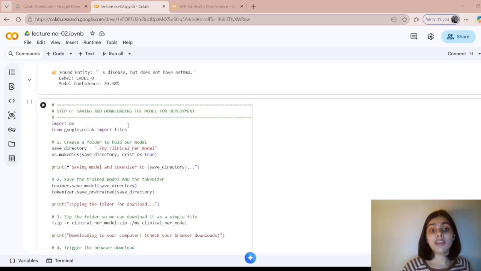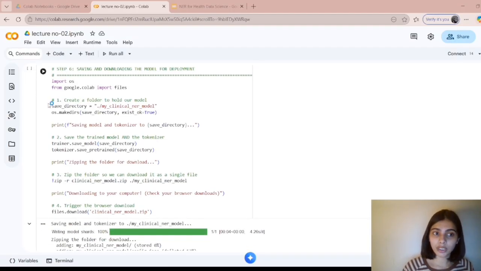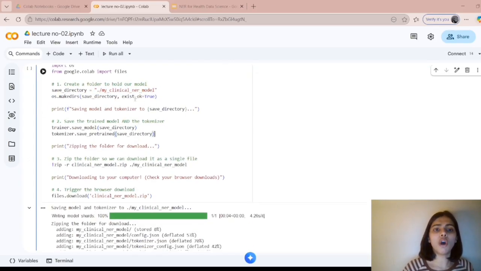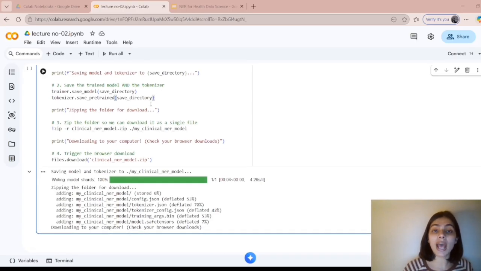Step 6 is saving and downloading the model for deployment. You are going to save your model so that you could deploy it anywhere else. We save the model, we create a folder to hold our model. This is how you're creating a folder to hold your model. Then you print saving model and tokenizer to this save directory XYZ. You save the trained model and the tokenizer.